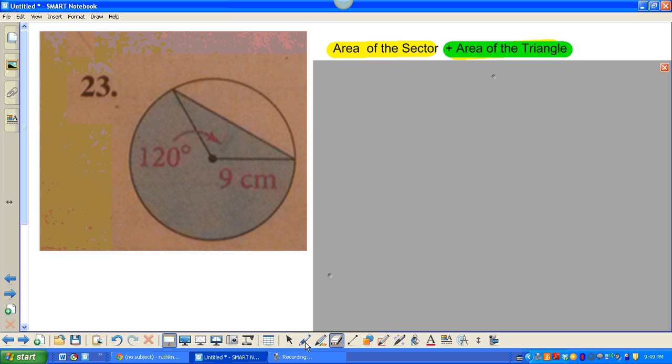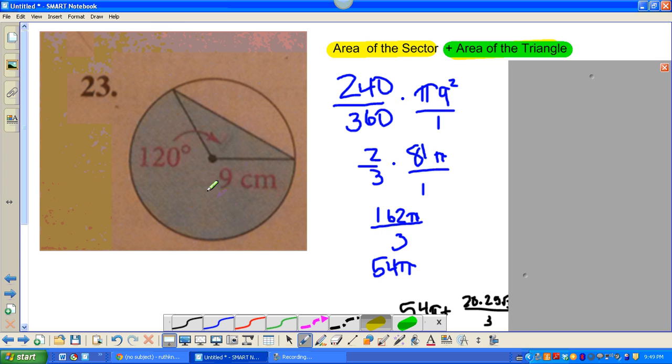In keeping with how I've done the previous problems, let's just do the area of the sector. If this angle right here is 120, then I have to take 360 and subtract 120 in order to get this angle. So that angle is 240. So I have 240 over 360 is equal to pi times the diameter 9 squared. 240 over 360 reduces to 2/3. 9 squared is 81 pi.